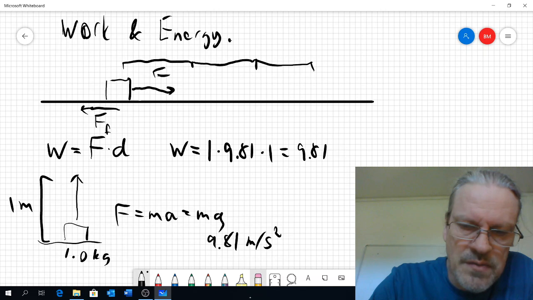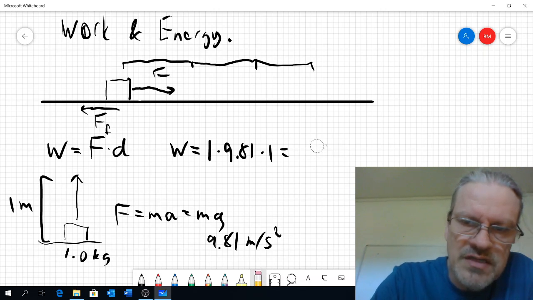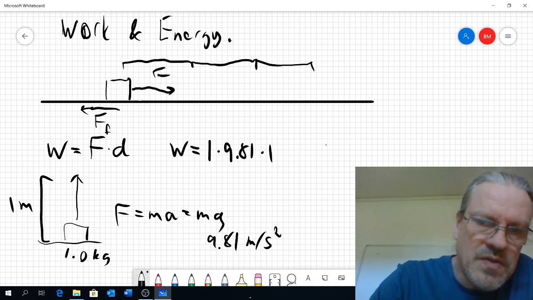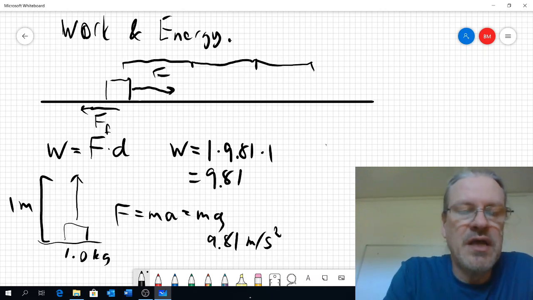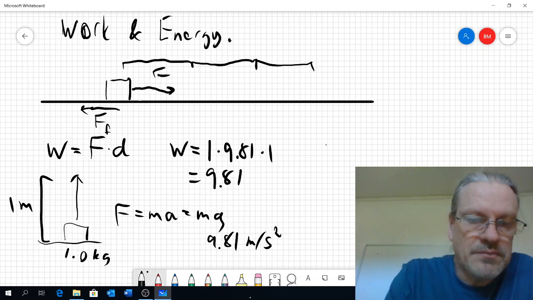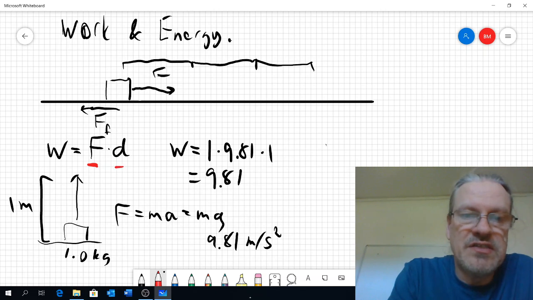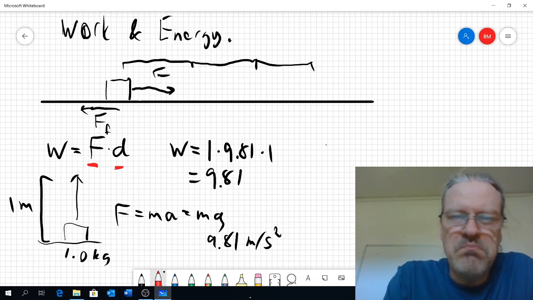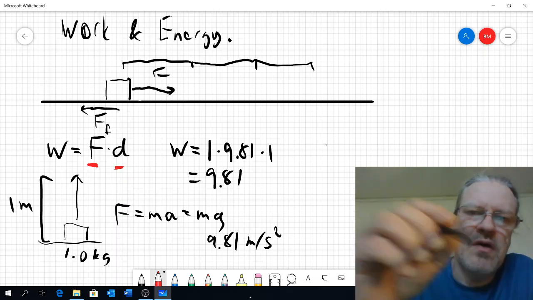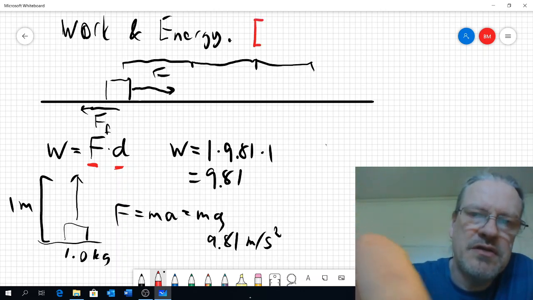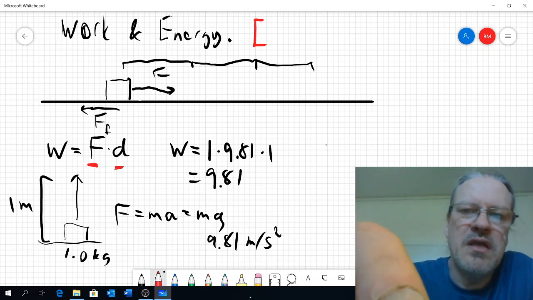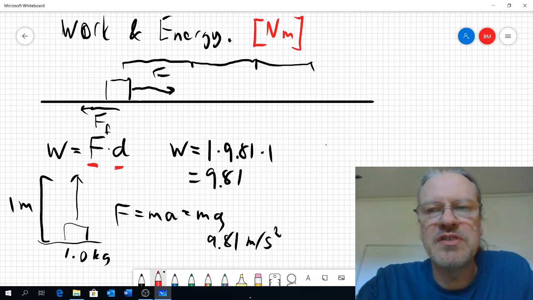Actually, I will erase this and write it down here. Equals 9.81. And if you look at the units here, we can see that we have a force in newtons and a distance in meters. So the unit for this would be newton meters. So we can write up here that the unit for work would be newton meters, but we will actually not use that. Newton meters will be used for something else.